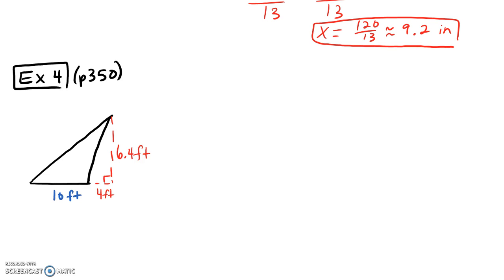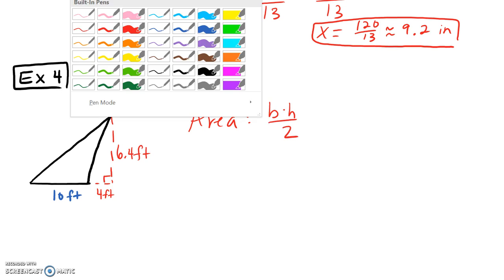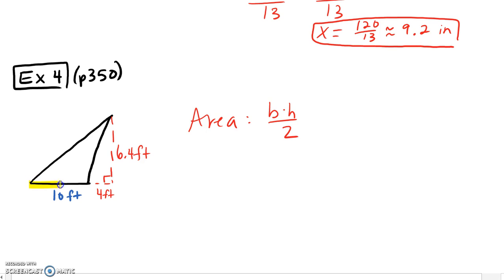One more example here, this is example 4 from page 350. They ask you to find the area of the triangle. Really the hard part of this problem isn't that it's hard, because we know that the area is the base times height divided by 2. They only gave us one base, so that's pretty easy to deal with. This has to be the base because that's the only side length that we have. But we need to figure out what's the height.